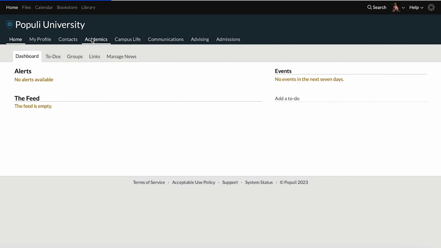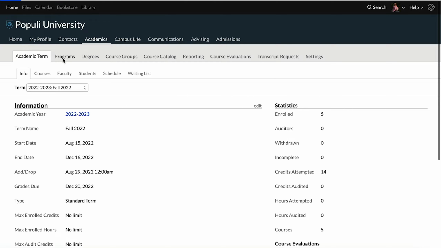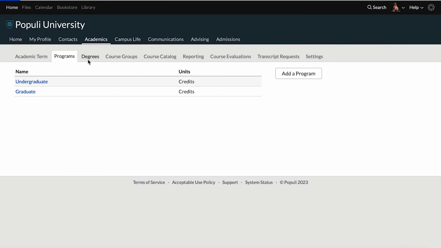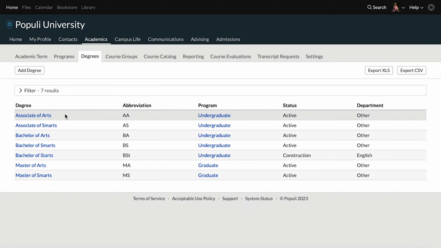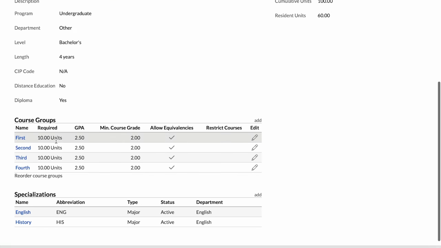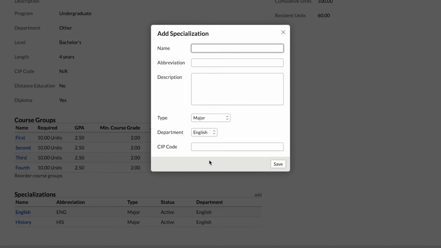Degrees exist in a hierarchy under programs, but then degrees have their own hierarchy. You have specializations under them, which can be majors or minors or concentrations and so on. Students get degrees on their profiles, so let's have a look at one.